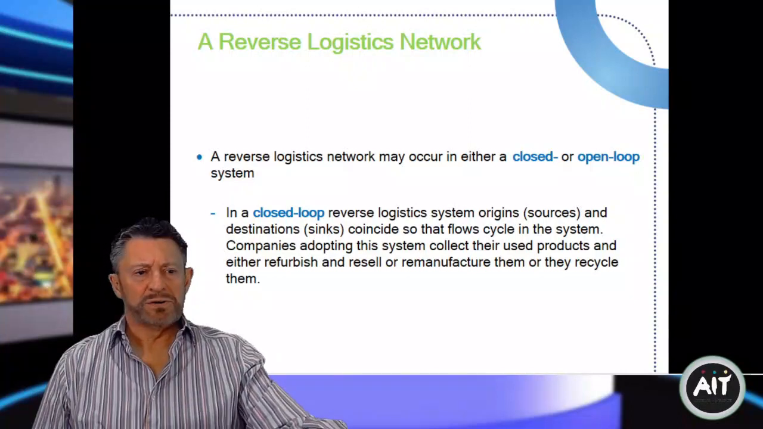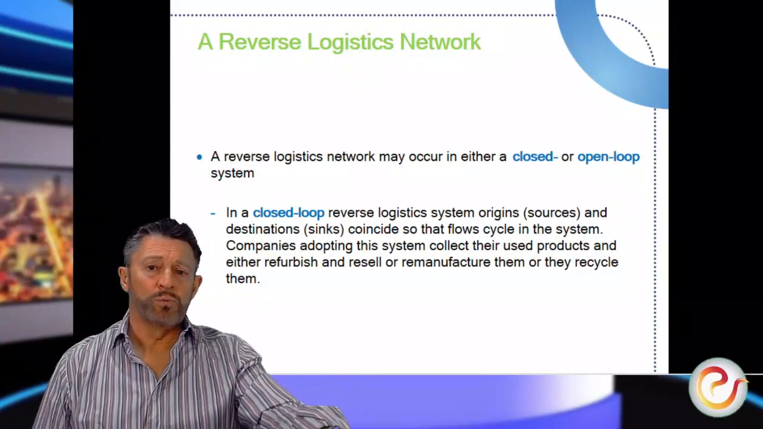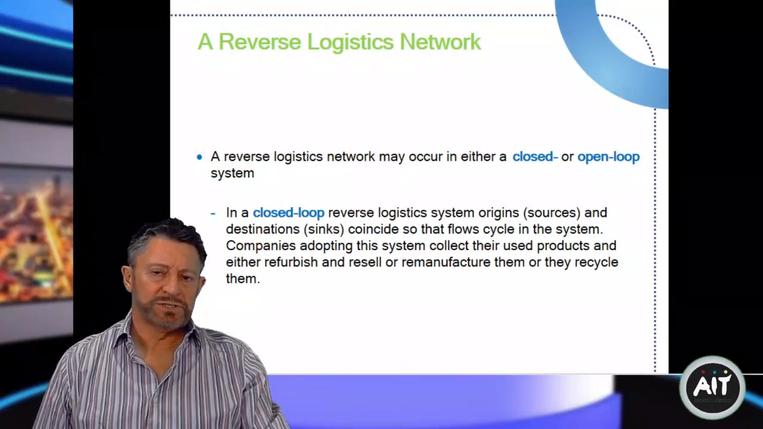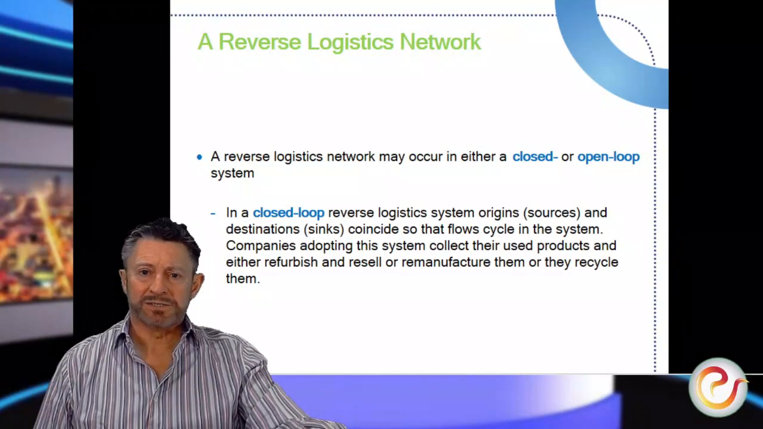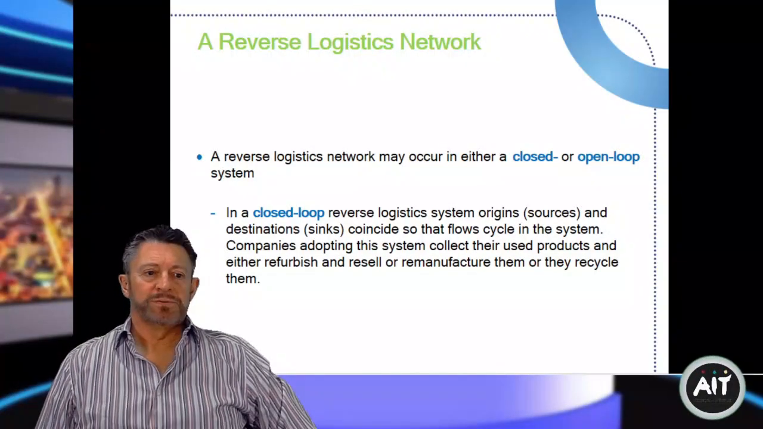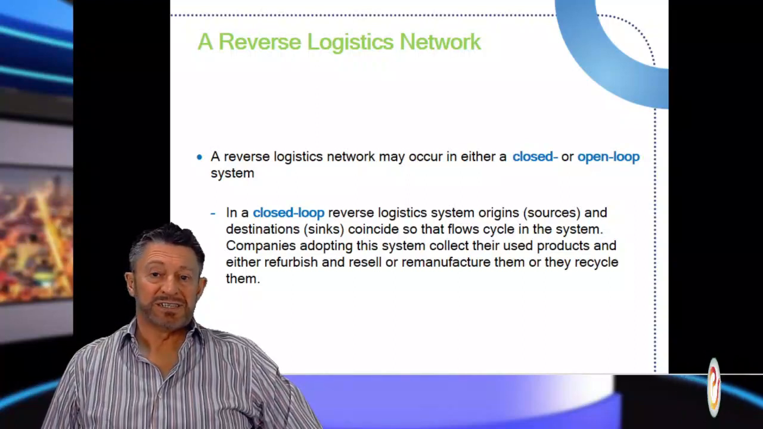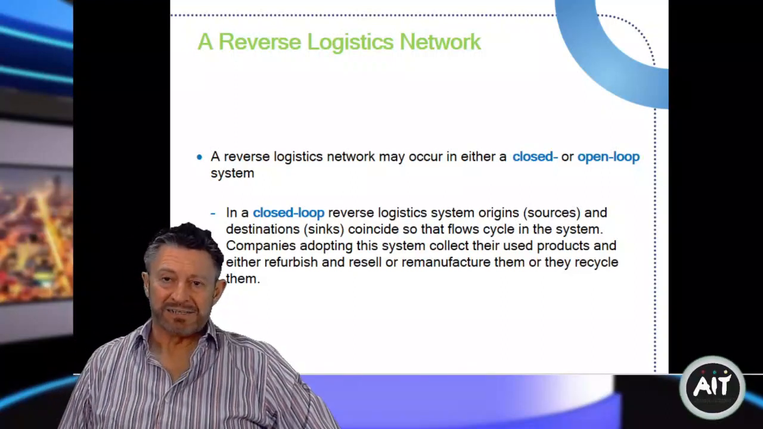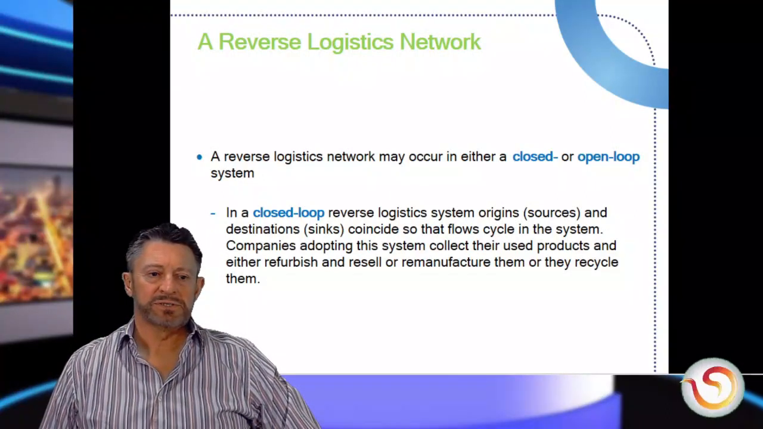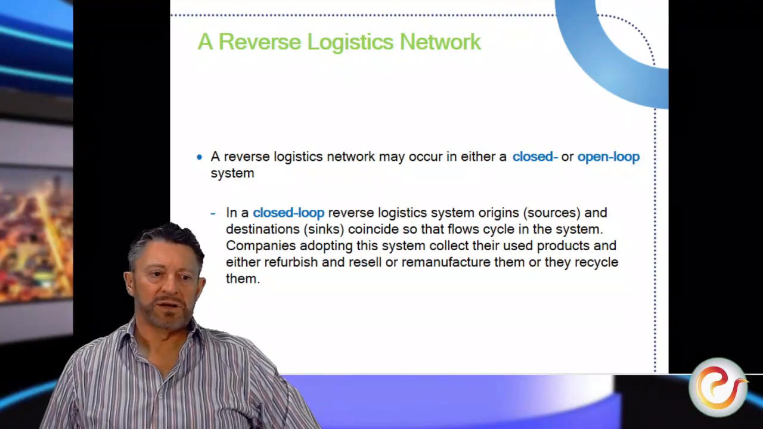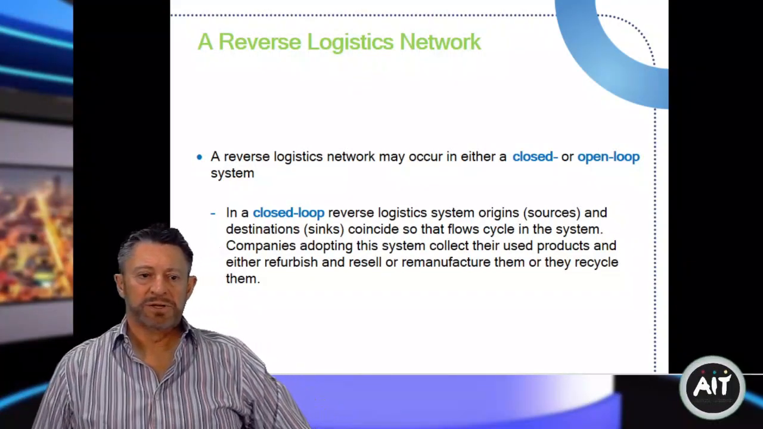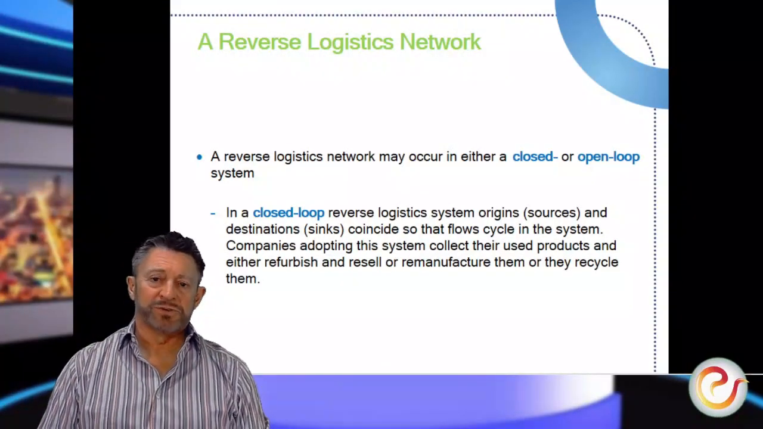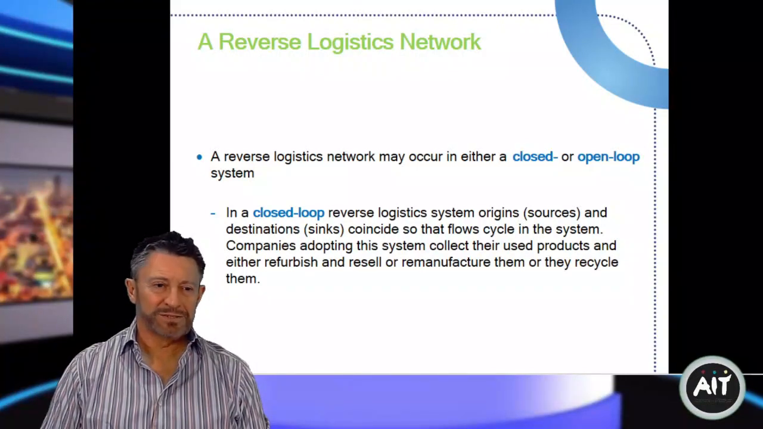So reverse logistics may occur in either a closed or open loop system. Again, try and work this into your chosen company on your final assessment. In a closed loop reverse logistics system, the sources and destination sinks, in other words the users, coincide, so the flows cycle in the system itself. Companies adopting the system collect their used products and either refurbish and resell, remanufacture, or recycle them. Heineken would be a case of this, except for the drink part. They don't collect that, obviously.